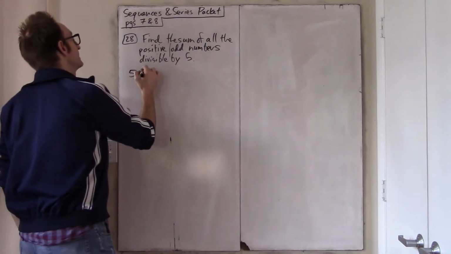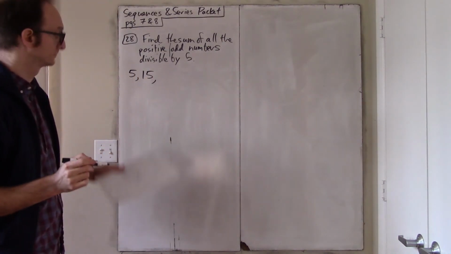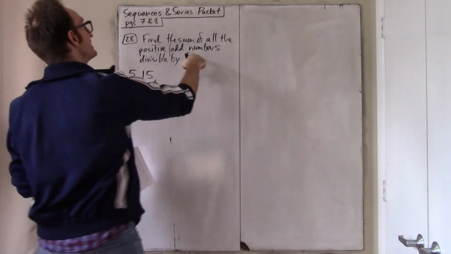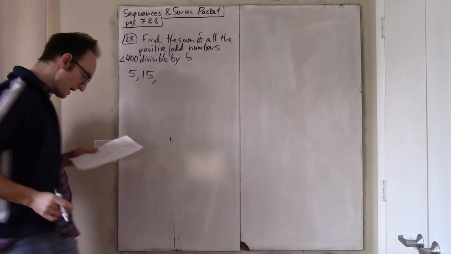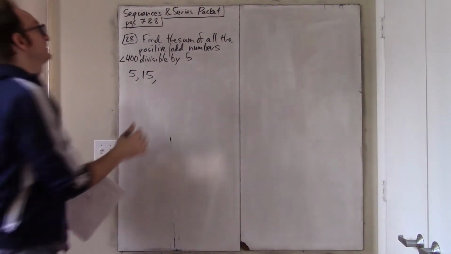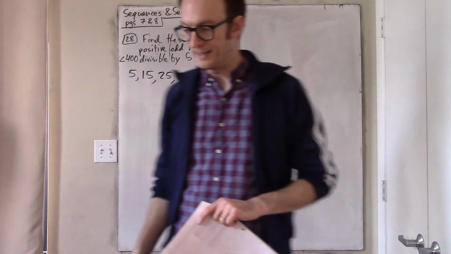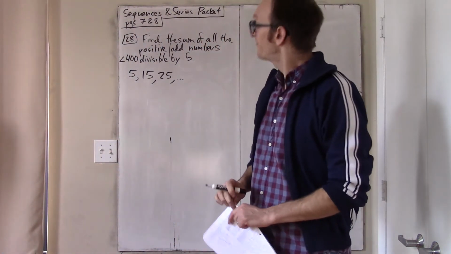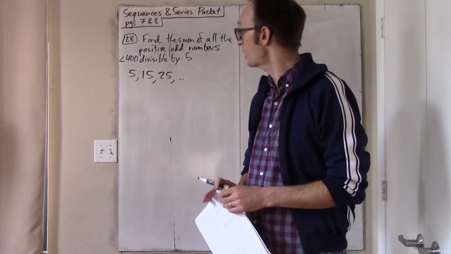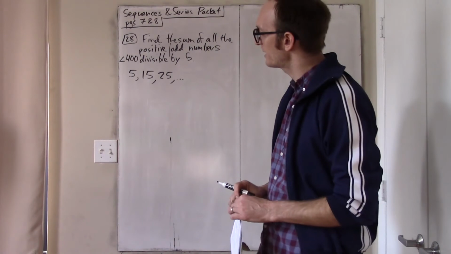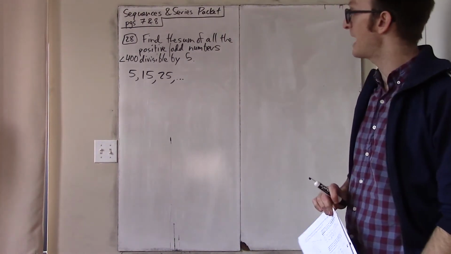So basically, we're looking at 5, 15, wait, sorry, positive odd numbers less than 400, there we go, which are divisible by 5. So 5, 15, 25, etc. Those are just the numbers which are both multiples of 5 and also odd. So any number which is 5 more than a multiple of 10, basically. The numbers which are multiples of 5 but not multiples of 10.